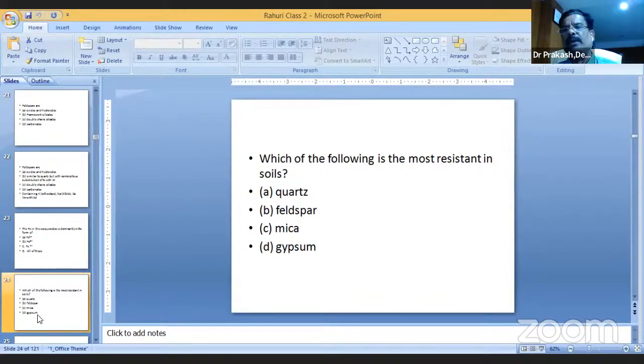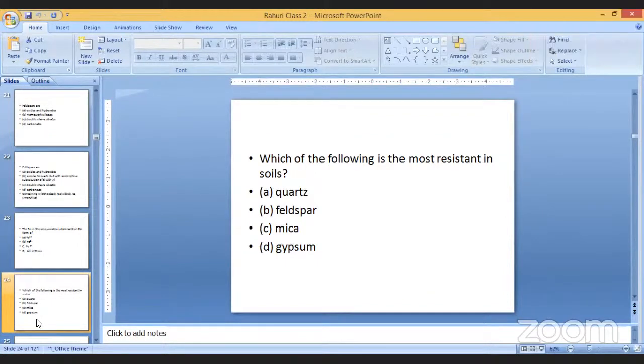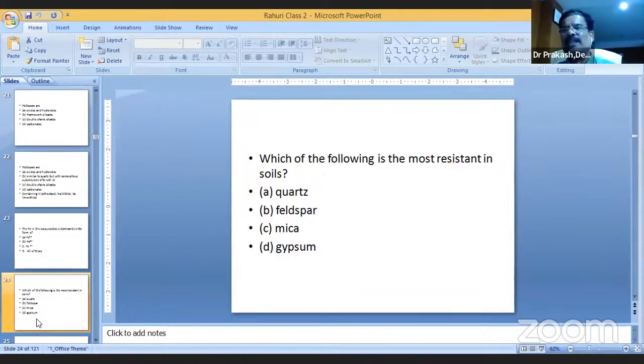Why? I did mention a few slides back what happens to quartz, how the feldspar forms. Sir, isomorphous substitution. Yeah, okay. There is a substitution, so that makes the structure weak. So that's why it is susceptible, less resistant as compared to that of quartz.